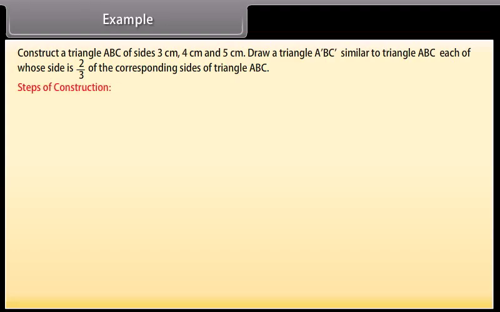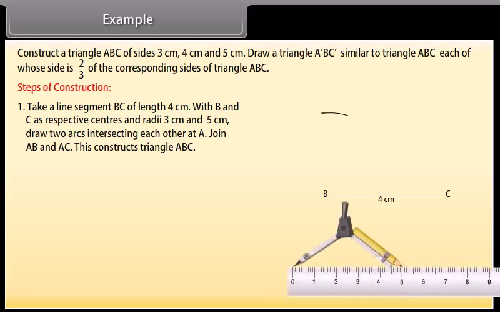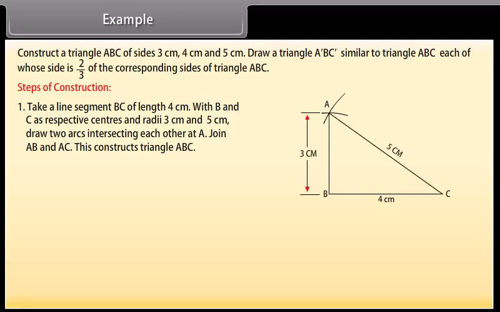Steps of construction. Take a line segment BC of length 4 cm, and with B and C as respective centers and radii 3 cm and 5 cm, draw two arcs intersecting each other at A. Join AB and AC. This constructs triangle ABC.